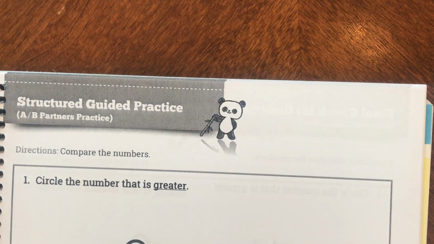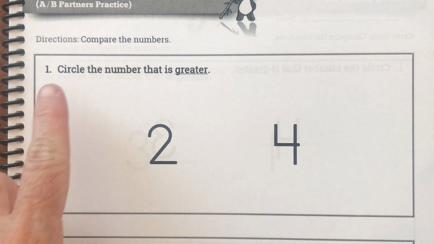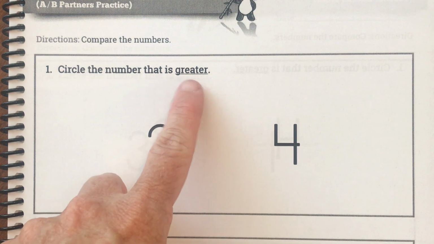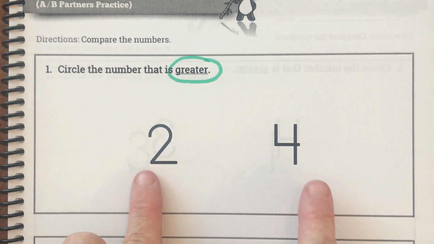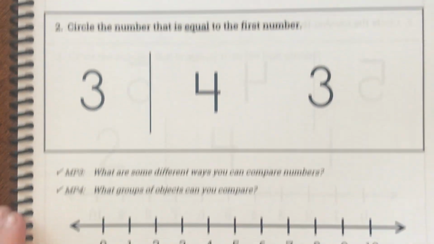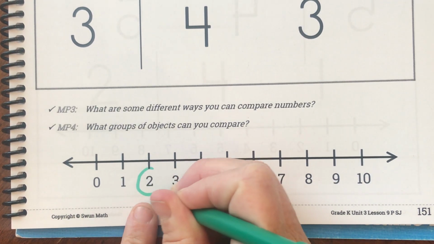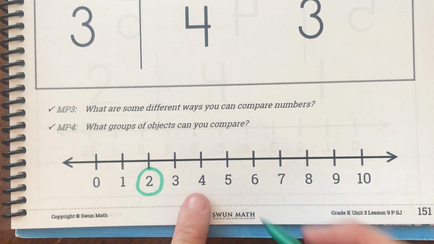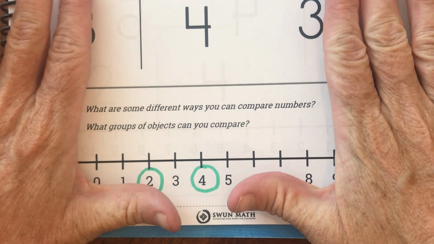We're on page 151, and this is what it looks like, our first problem. And it says, circle the number that is greater. They want our greater number. And the two numbers they gave us were 2 and 4. Let's come down here, boys and girls, and find them. 2 and 4. So I see a 2 is here, and I see a 4 is here. Okay, let's put our hands up.